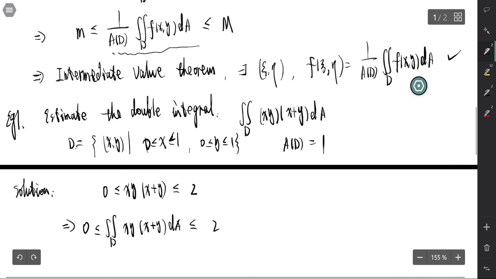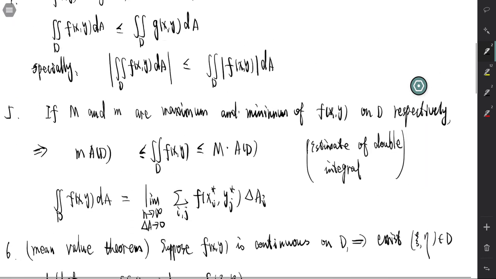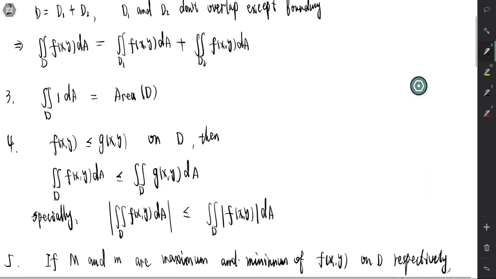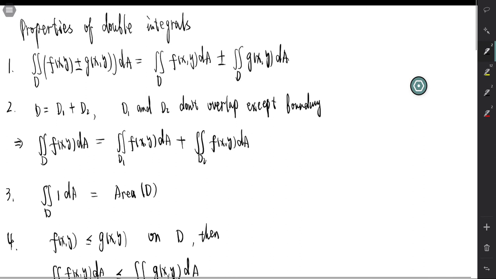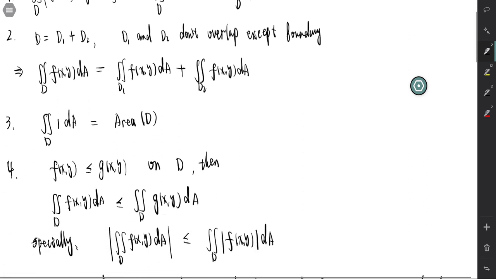The other properties we can use in the computation of double integrals. We will use that in some examples.